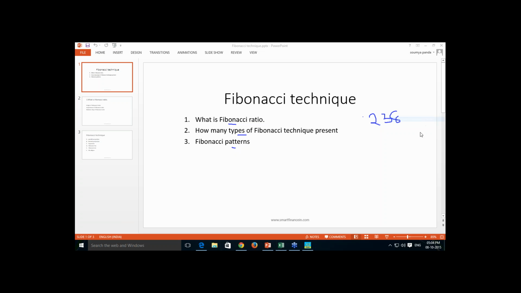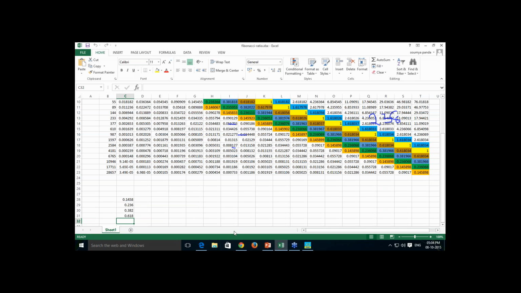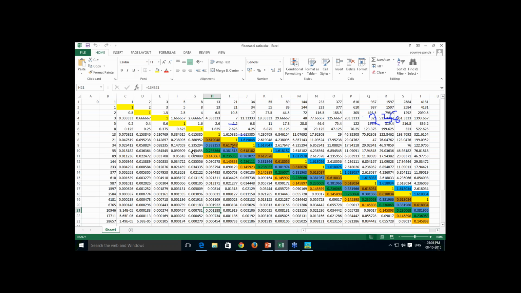But how are these ratios derived? What is the derivation process of these ratios? Fibonacci is a number sequence. It starts with 0, next is 1, then each following number is generated by adding the previous two numbers. So 1 plus 1 is 2, 2 plus 1 is 3. In this way the Fibonacci numbers are 1, 1, 2, 3, 5, 8, 13, 21, 34, 55. 55 is the addition of 34 and 21. Like this you have all kinds of Fibonacci numbers.